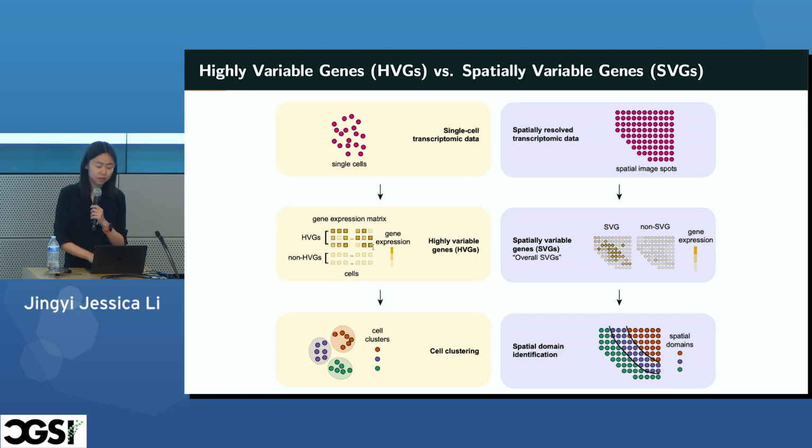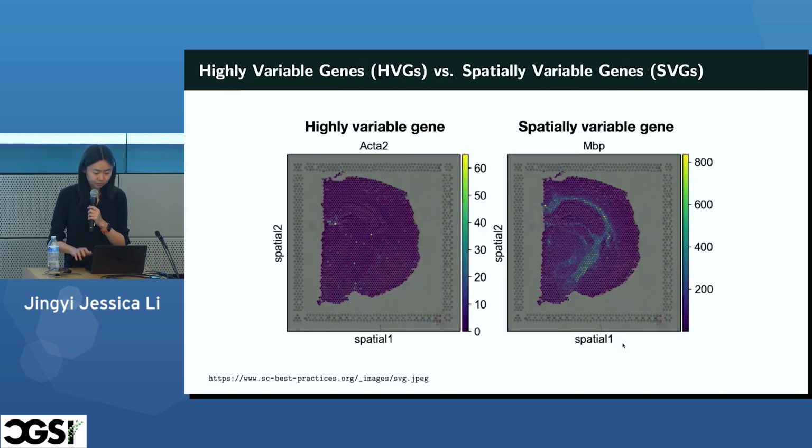And then what's next? For single cell, after you get the highly variable genes, people typically rely on these genes to perform cell clustering, which can be potentially cell types. For spatial transcriptomics data, after you get the SVGs, people will similarly want to identify, for example, spatial domains, which are regions that exhibit similar gene expression levels, which Ben talked about this morning.